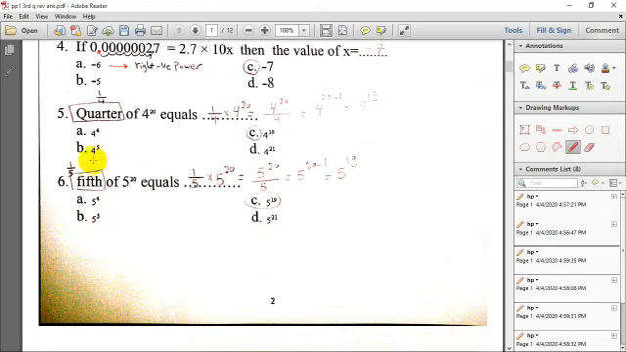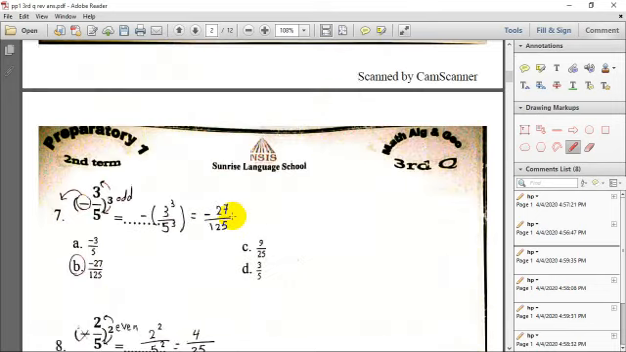At the same, I have here another one. Fifth, what's the meaning of fifth? 1 over 5. 1 over 5 of 5 to the power of 20. Or I'm going to take 5 to the power of 20 divide 5. What I'm going to do, I'm going to subtract the power with 1 because here no power means 1. 20 minus 1 is 19. That's it.